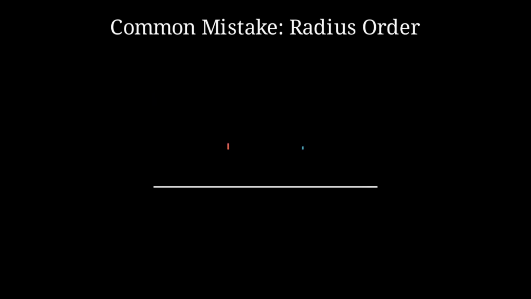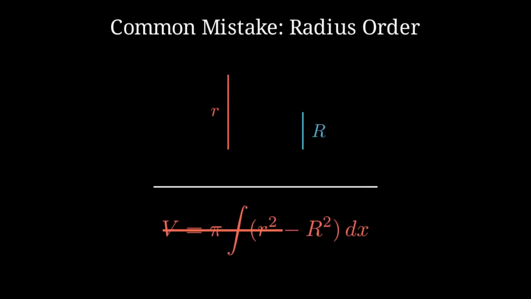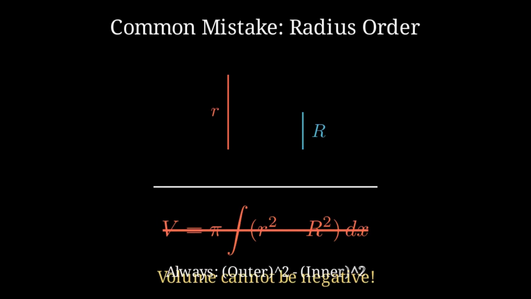A common mistake is swapping the outer and inner radii. This will lead to a negative volume. If you calculate a negative result, go back and check which function is truly further from your axis of revolution. Distance is the key.